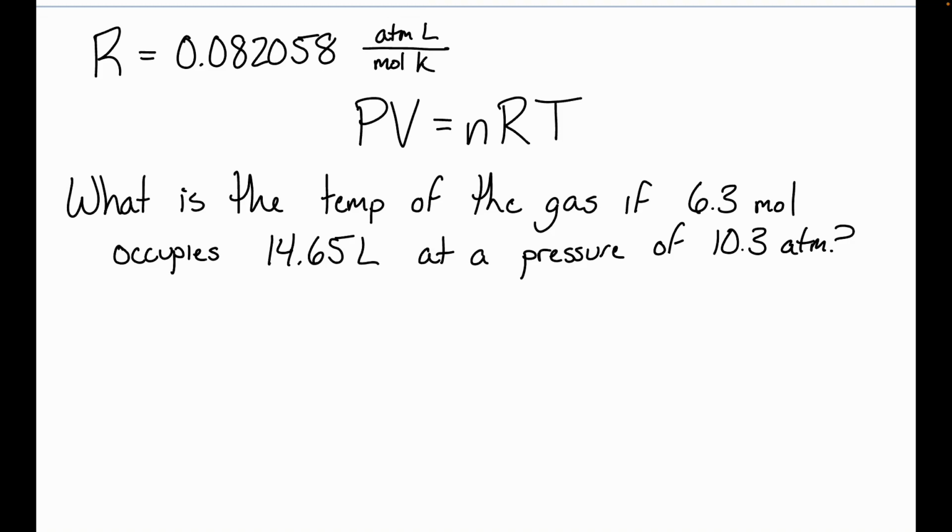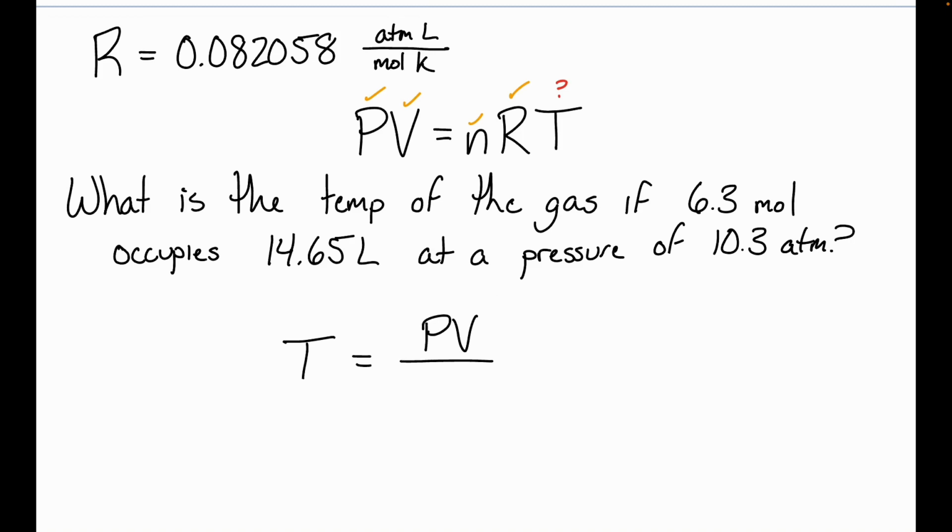All right, so what is it that I'm trying to solve for here in my ideal gas law? My temperature. I always have R. I'm given the volume, the number of moles, and the pressure in the problem. The only thing I'm missing is my temperature, so I can rearrange to solve. T equals PV over nR.